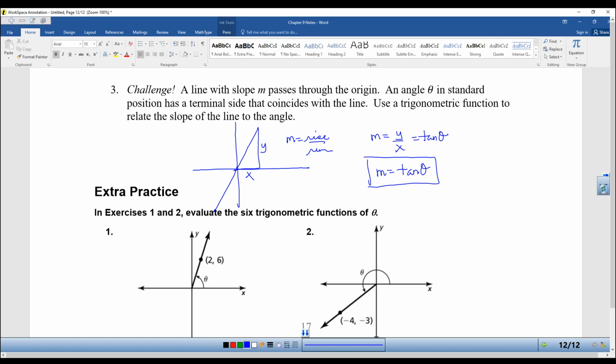All right, that is it for section 9.3. I realize this was really long, but a really important section.